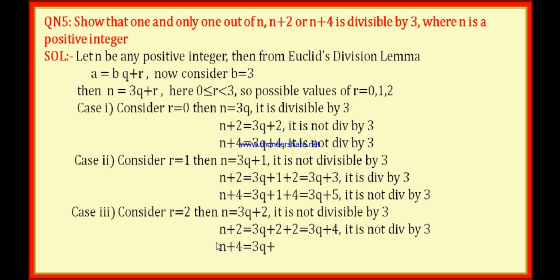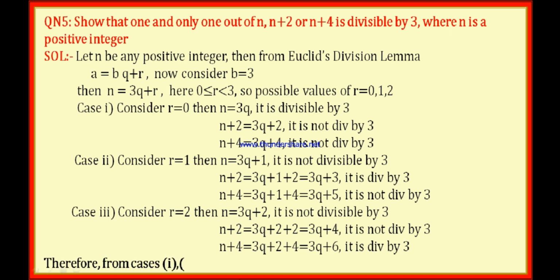And the next value is n plus 4. n value is 3q plus 2 plus 4. This is 3q plus 6. 3q is divisible by 3 and 6 is also divisible by 3. Therefore in total this n plus 4 is divisible by 3. Therefore when r is equal to 2, out of n plus 2 and n plus 4, this is not divisible by 3, this is divisible by 3. Therefore only one of n plus 2 and n plus 4 is divisible by 3.